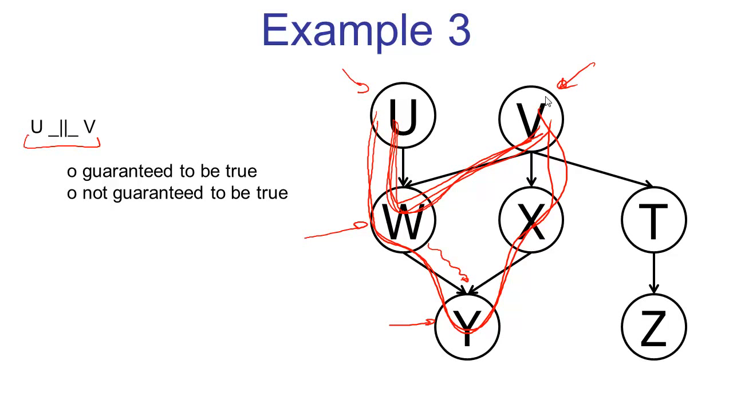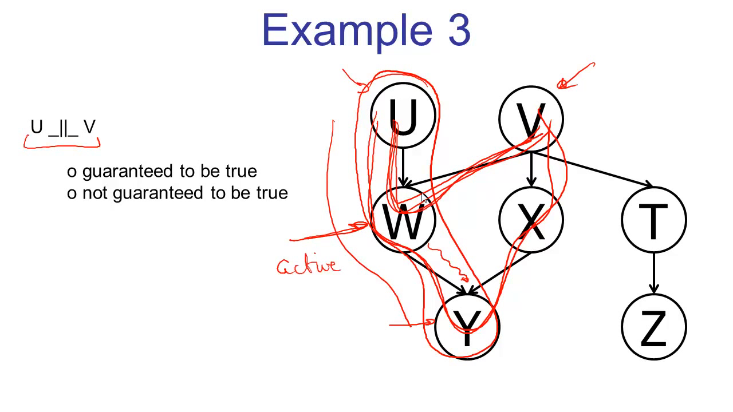The second path has several triples along it. Let's start with the first one here, UWY. This triple is a causal chain. This causal chain has the middle node unobserved, which means the causal chain here is active. The next triple here, WYX, is a V structure. The middle node is unobserved. We check its descendants. There are no descendants, so none of the descendants are observed. This means this V structure is inactive.